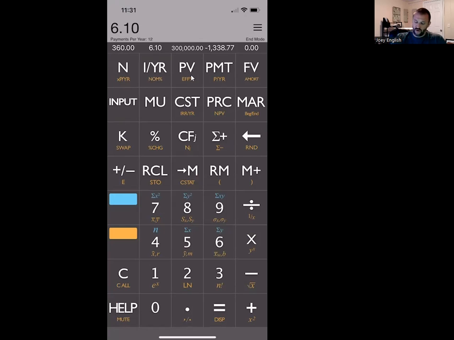Or no, I'm sorry, not doing payment. We're doing present value. So we're 300,000. We want to look and see how much of a house can they afford right now. $220,000. At a $300,000 mortgage in January, or a $300,000 house in January, today that person can only afford a $220,000 house. See where I'm going with this?